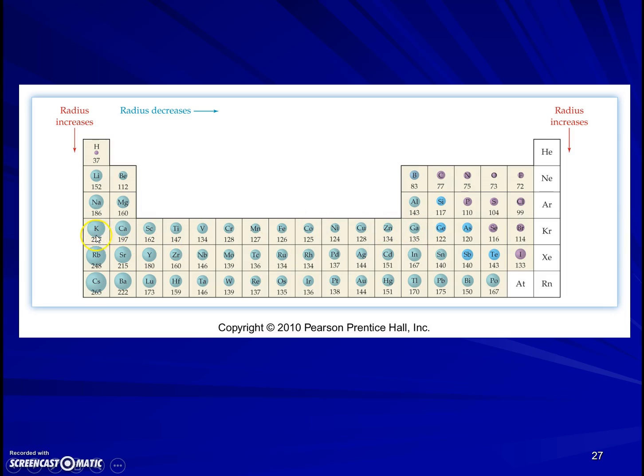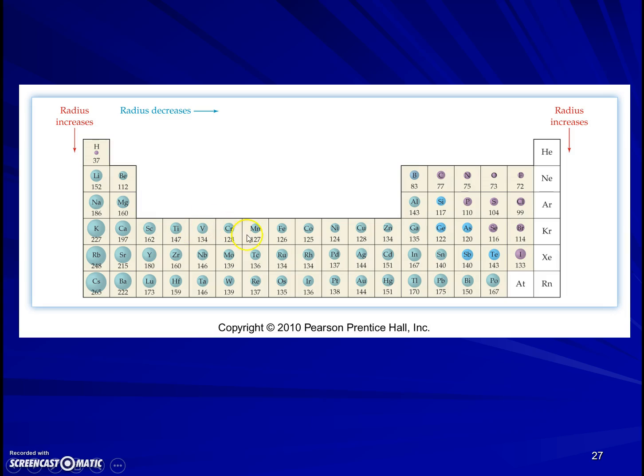And so someone might say, when we go from potassium to calcium to scandium and so on, we're adding more electrons. Why is the atom getting smaller? Well, we're adding more electrons and we're adding more protons. And so the protons pull in on the electrons. And so you could say, well, it should be a tie then.